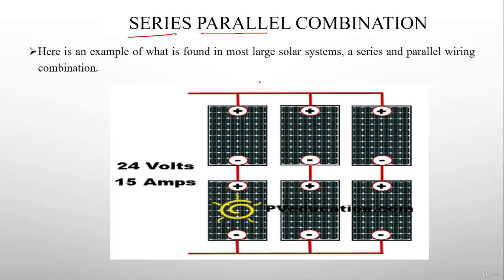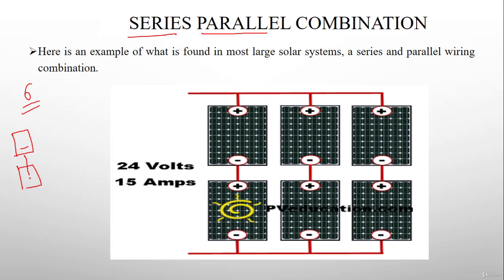So at that time we have to make some kind of connection over here. Let's say we're going to take 6 solar panels in the corresponding combination, out of which every 2 panels we are connecting in series combination. So let's say panel number 1 and panel number 2 are connected in series combination.